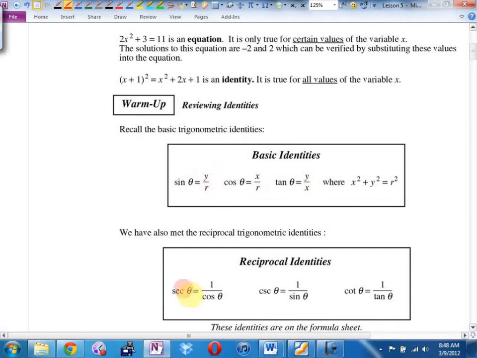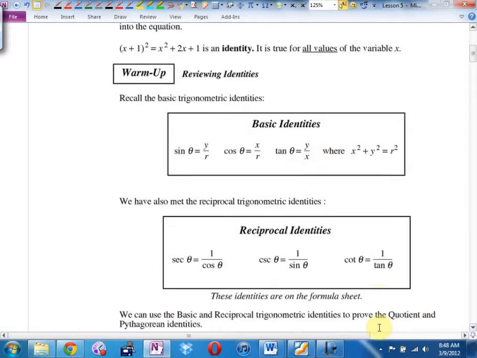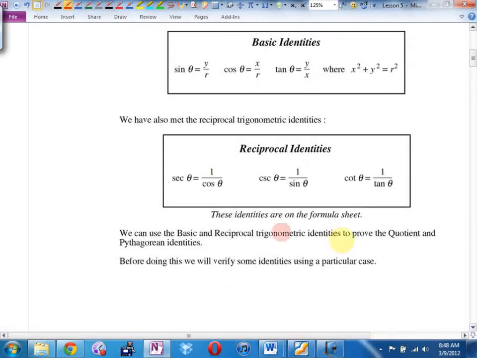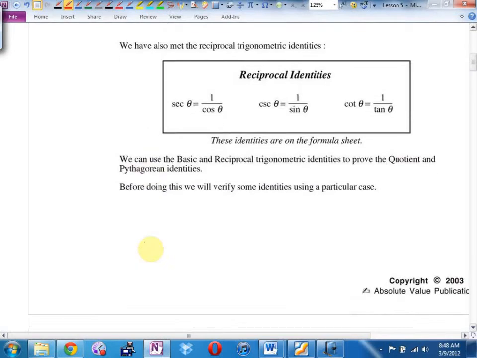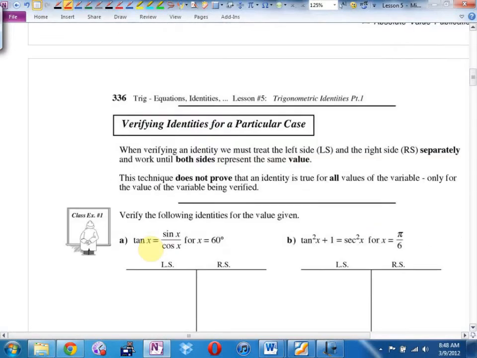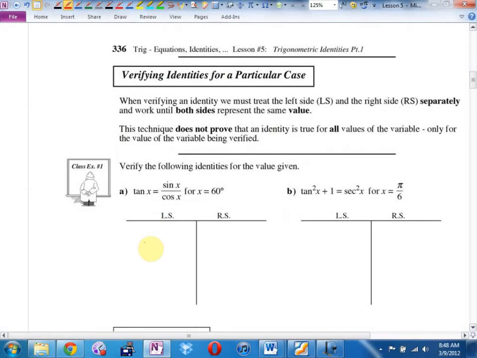We also met the reciprocal identities. These ones are on your formula sheet. We can use these to prove the quotient and Pythagorean identities. And we're going to use these 2 to prove a whole bunch of other stuff. Before doing this, we will verify some identities for a particular case. Next page. I think you have to turn the page.